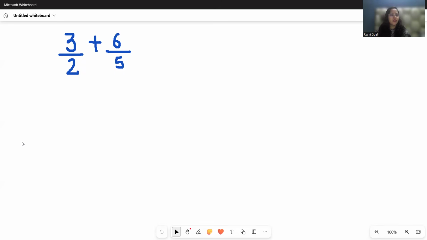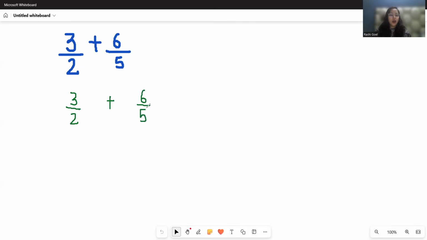So we have given 3 by 2 plus 6 by 5. So it looks simple, but those people who struggle in taking LCM, that means least common multiple, this question is for you. So how can you solve this type of problem? By writing 3 by 2, then addition, and write 6 by 5.